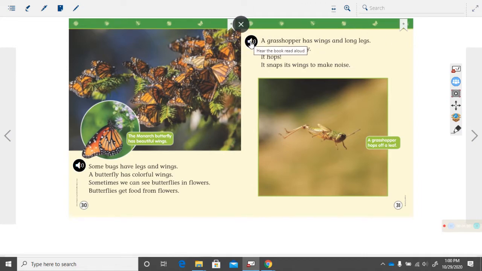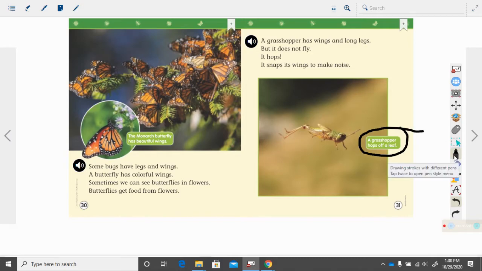Let's read this page. A grasshopper has wings and long legs, but it does not fly. It hops. It snaps its wings to make noise. Caption: A grasshopper hops off a leaf. So when it says caption, it's meaning these little things that's connected to the picture.